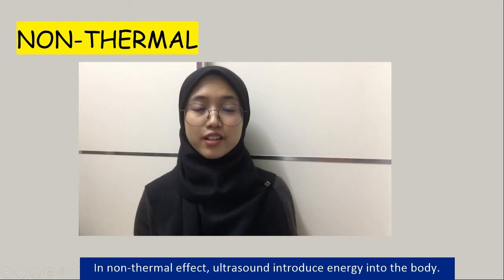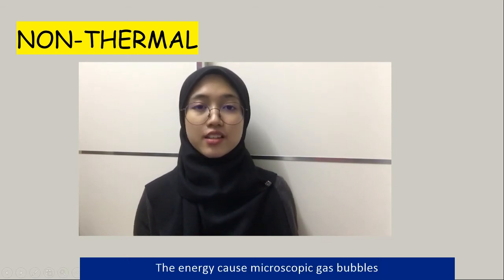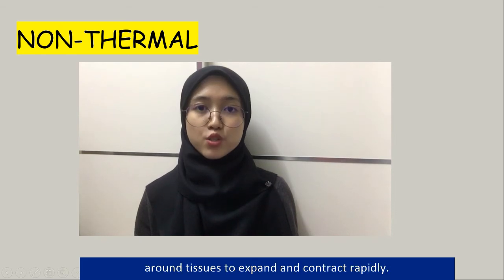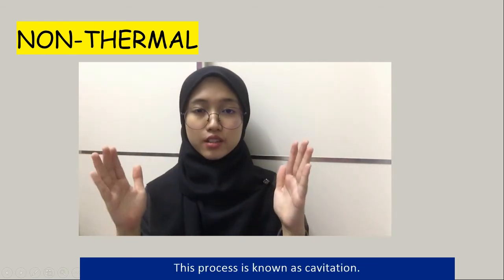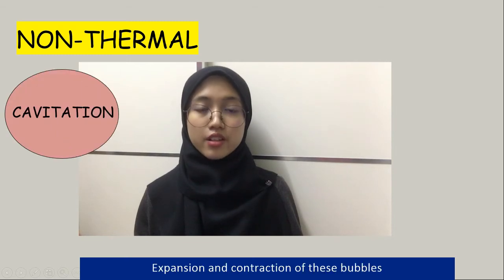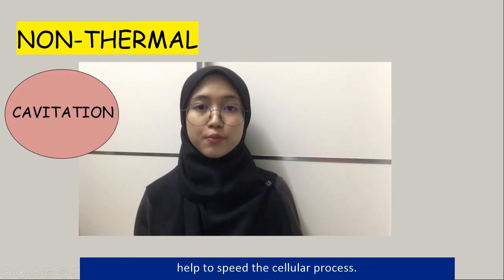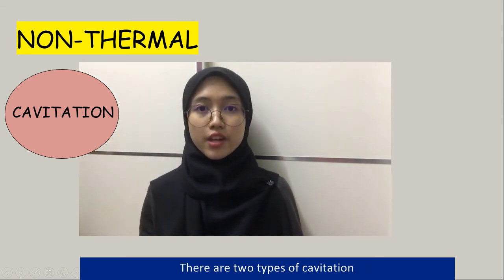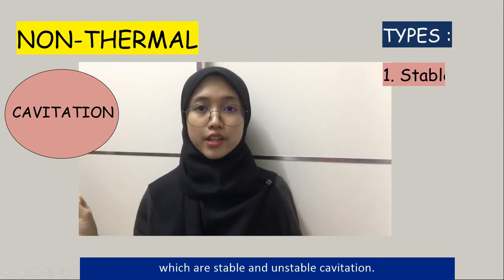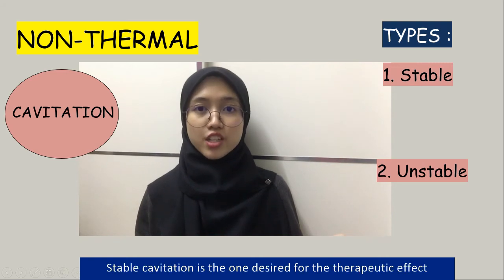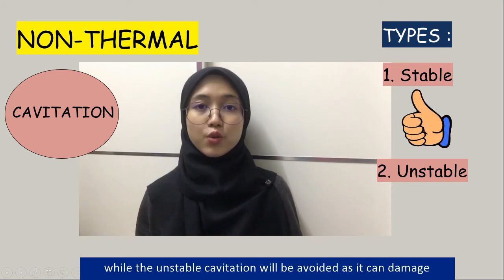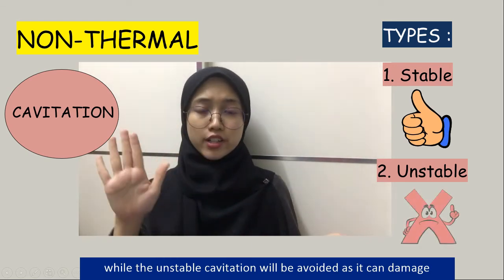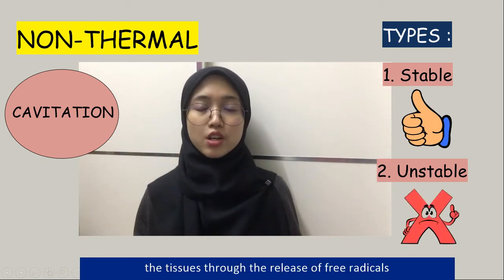In non-thermal effect, ultrasound introduces energy into the body. The energy causes microscopic gas bubbles around tissues to expand and contract rapidly. This process is known as cavitation. Expansion and contraction of these bubbles help to speed up the cellular process. It stimulates fibroblasts and collagen, and hence increases healing of injured tissues. There are two types of cavitation, which are stable and unstable cavitation. Stable cavitation is the one desired for the therapeutic effect, while unstable cavitation will be avoided as it can damage the tissues through release of free radicals that increase pressure and temperature to tissues.